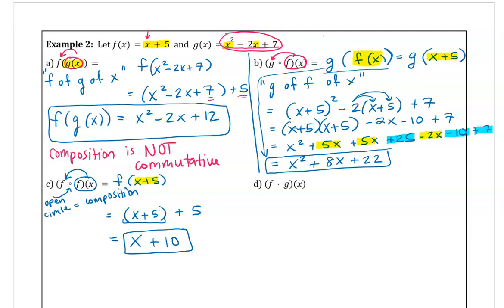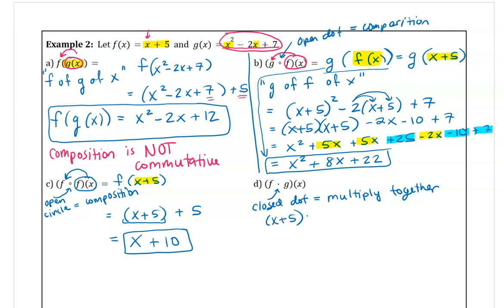Okay, then the last one over here, I wanted to show you this as a reminder of the difference between an open dot, like these were open dots, versus a closed dot. When you have an open dot in your notation, that means you're going to take the function on the right and plug it into the function on the left. But if you have a closed dot, that means you're just going to multiply the two functions together. So that goes back to more simple arithmetic, just multiplying each term with itself. So it just would be x plus 5. I'm not plugging that into anything. I'm just multiplying it to all of these other terms.